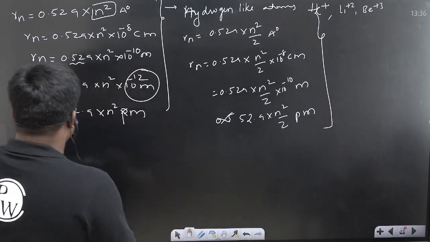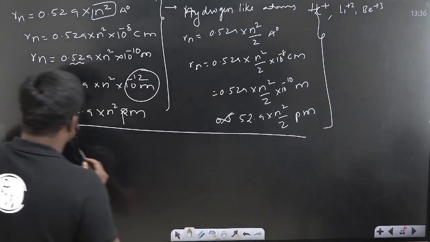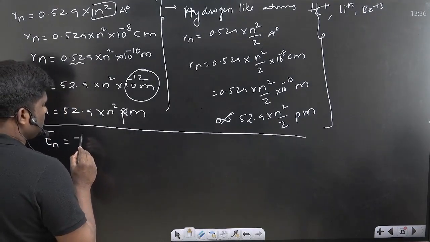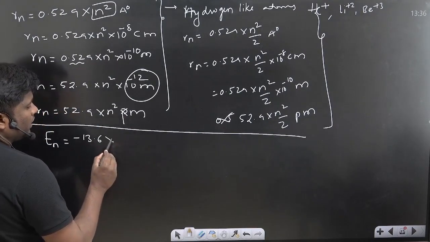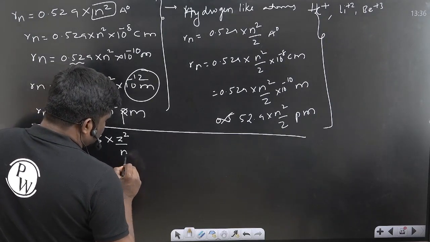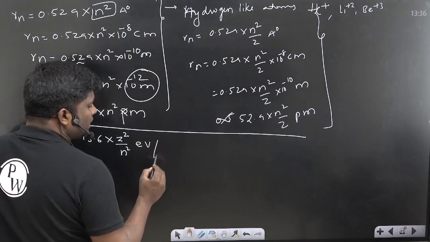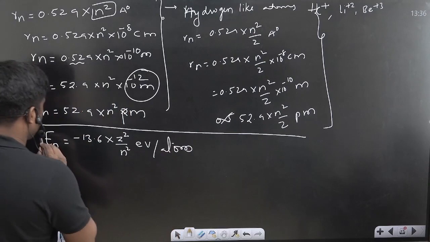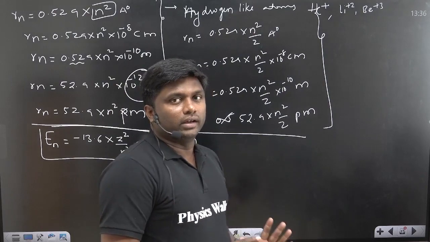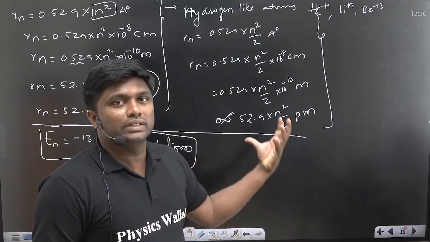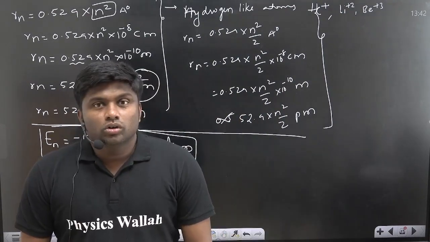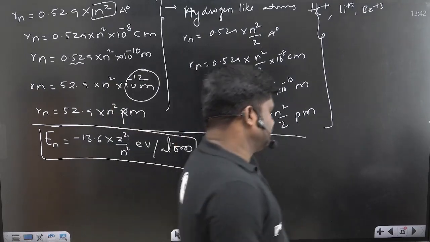And he also calculated the energy of nth orbit. Energy of nth orbit, En, is equal to minus 13.6 into Z square by n square electron volt per atom. This is the formula to calculate the energy of electron present in the nth orbit. So these are the important postulates of Bohr's atomic model. And next we are going to study hydrogen spectrum. So the next topic is hydrogen spectrum.